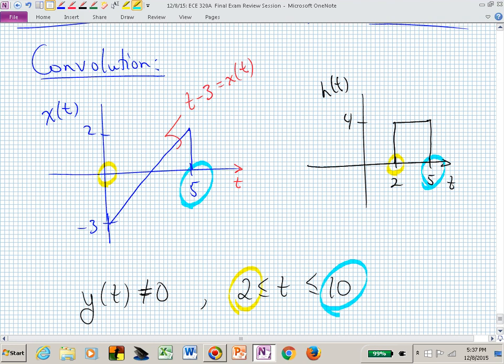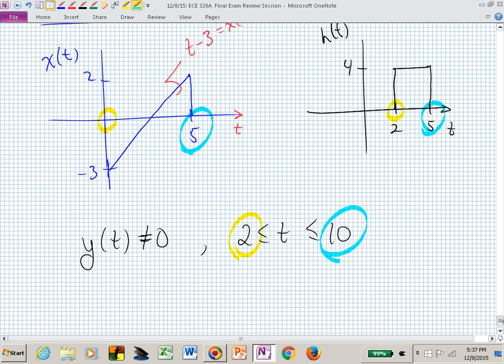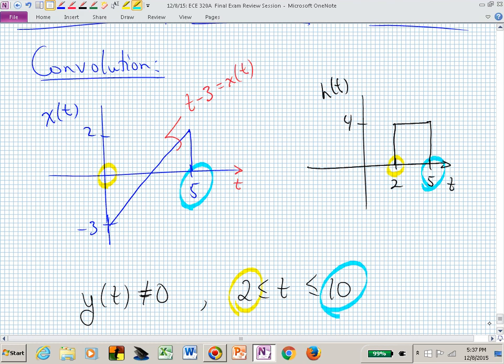What if you needed to flip and slide one of these? Which would you choose to flip and slide? H of t. You're learning, aren't you? Why? Because h of t is much simpler. That's just a constant. That's easier to think about functionally.